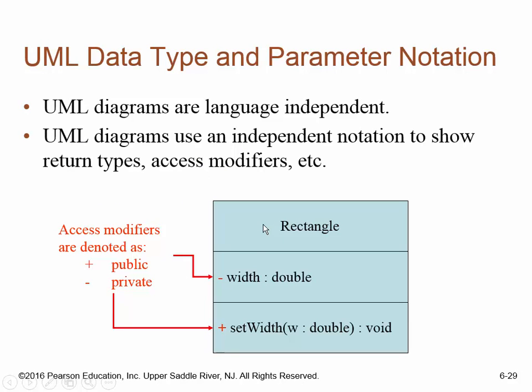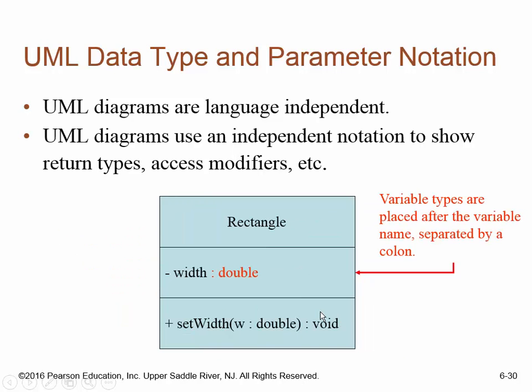So this is how this is starting to look now in the UML. This isn't complete, but it's showing width, and there's a minus sign before it, meaning that it's private, and it's got a colon and double to show its data type. The set width has a plus in front of it, meaning that it's public, and it also has w colon double in it, and that means that it's going to require a parameter of type double that we'll refer to now as w, and it returns nothing. That's the colon void at the end. You see a similar thing for set length.